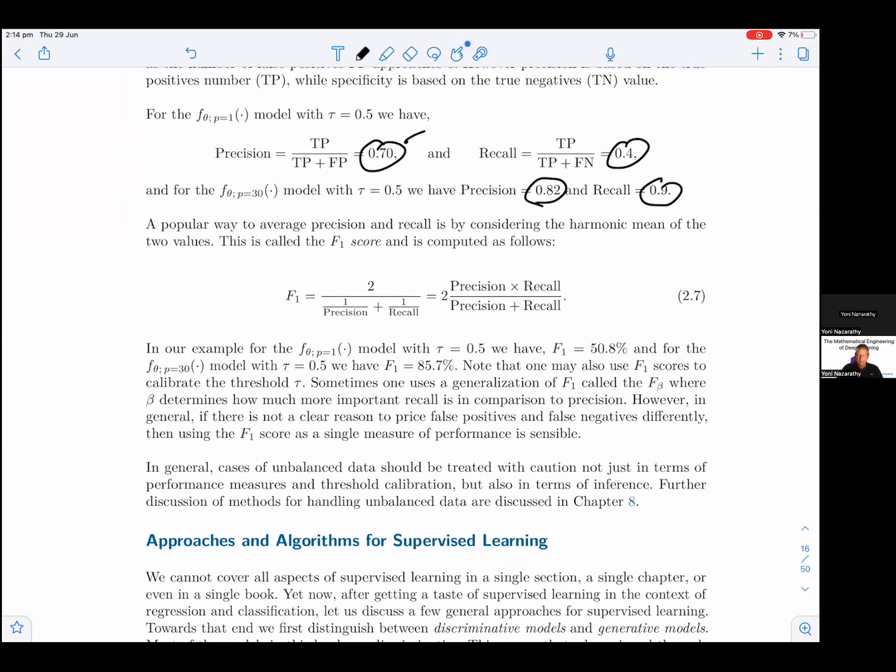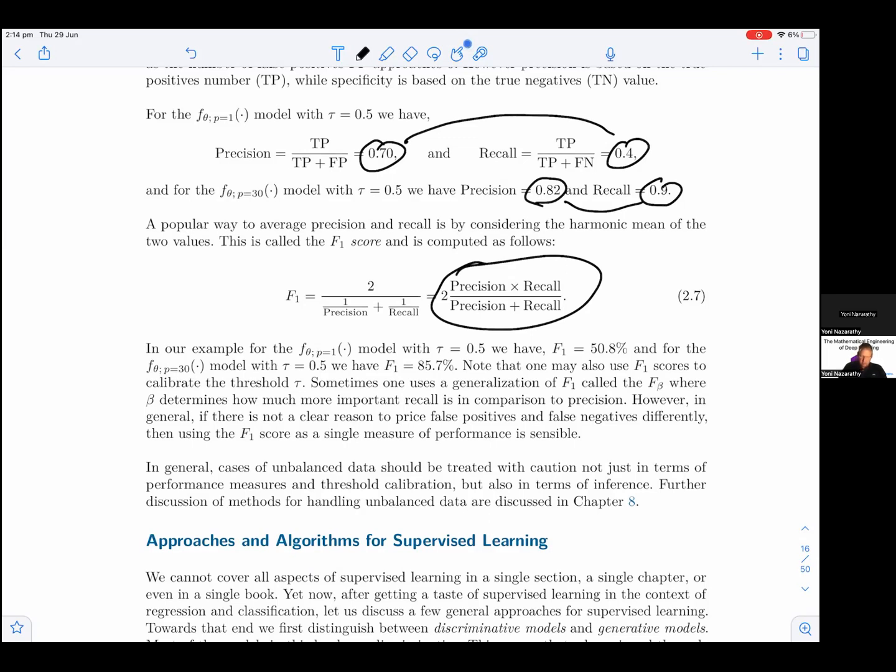Now we want to average these two and these two. A popular way to average precision and recall is by considering the harmonic mean of the two values. This is called the F1 score and is computed as follows. The harmonic mean of two numbers is the inverse of the arithmetic mean of their inverses. So F1 is 2 divided by 1 over precision plus 1 over recall, which you can also represent like this, by multiplying numerator and denominator by precision and recall.